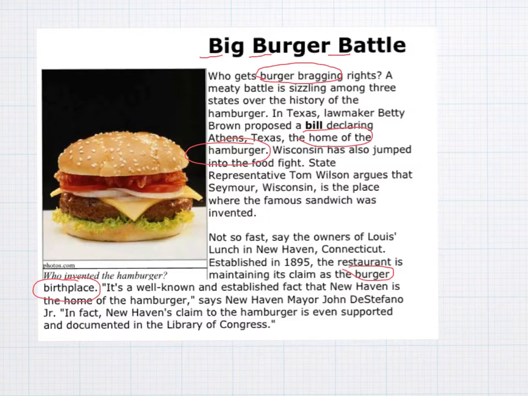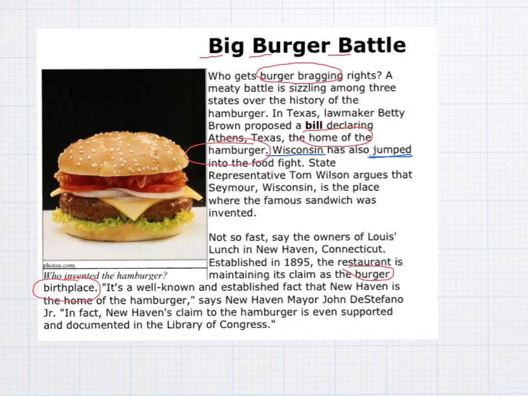I found some personification. Did you find that? Well, let's look. In the first paragraph right here where it says, Wisconsin has also jumped into the food fight. Can Wisconsin really jump? The state of Wisconsin. Really? Can it jump? No, it can't. So, Wisconsin jumping is a personification example. So this is giving something that is not a human, Wisconsin, human-like characteristics like jumping.